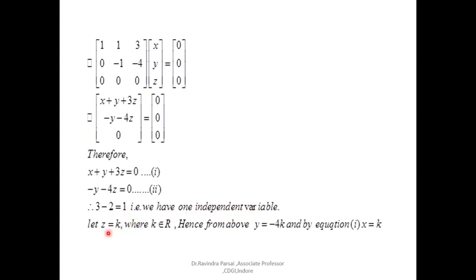So let me suppose z equal to k, where k is any real value. Substituting this in the second equation, you will get y equal to minus 4k, and when you substitute y and z in the first equation, you will get x equal to k. Putting y equal to minus 4k and z equal to 3k, you get minus k. When you shift this to the other side, you will get x equal to k.